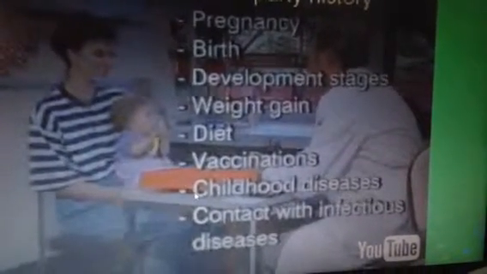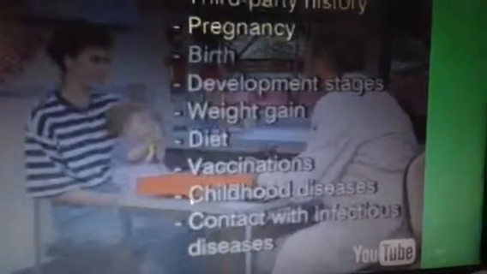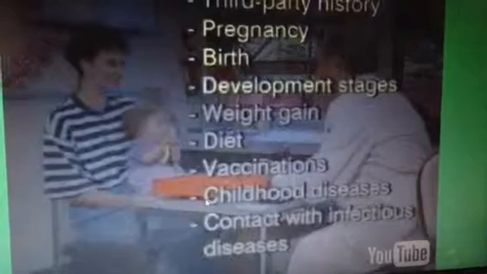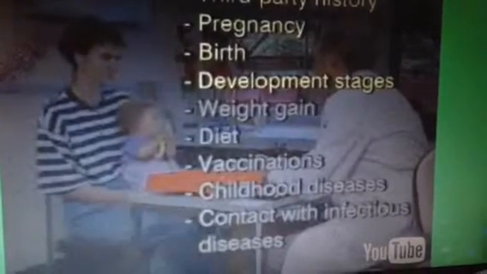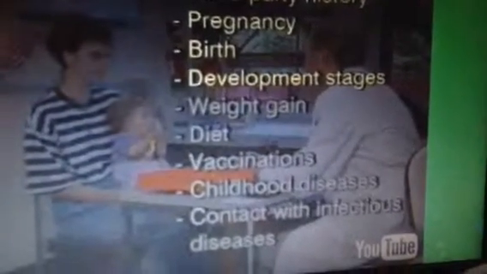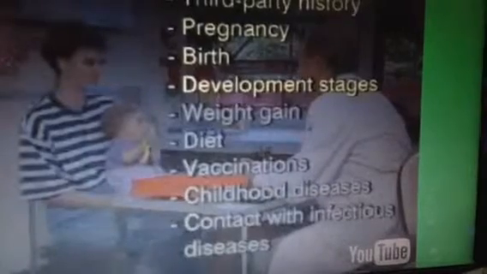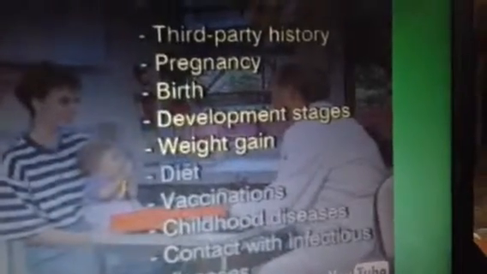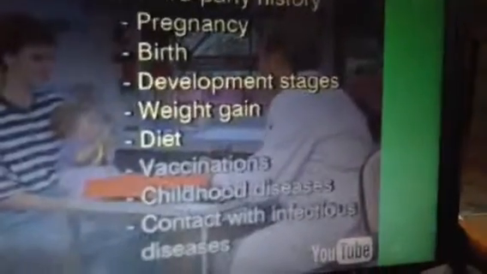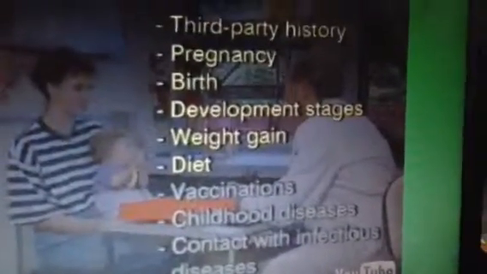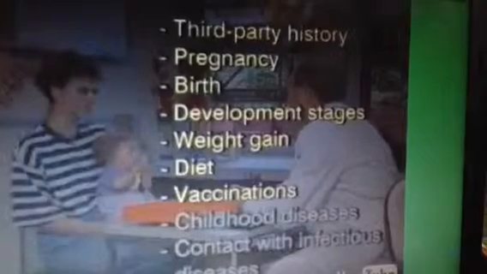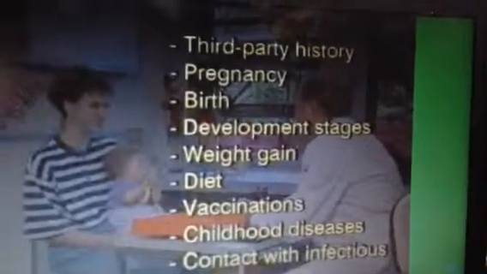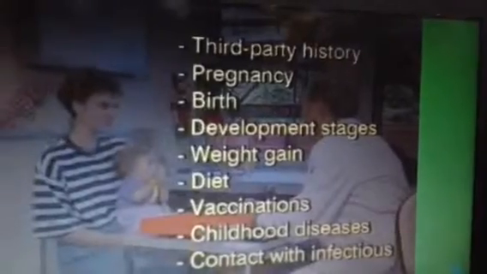In the history of a child, we are interested in developments during pregnancy and birth. We also want to know if the child's stages of development correspond to his or her age. Also of interest is the child's weight, not only his present weight, but also his weight development and diet. We also want to know what vaccinations a child has had, what childhood diseases, and if he has been in close contact with people with infectious diseases.